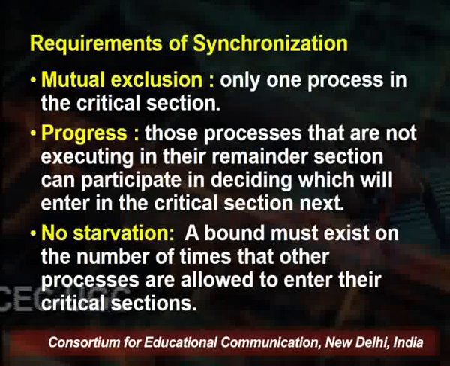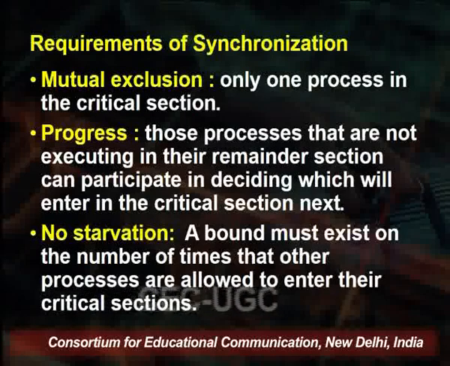and the remainder section. So who is going to enter the critical section next? For example, we have many jobs or many processes trying to get into the critical section, so there has to be a decision on the basis of some factors as to who is going to enter this critical section. All those processes which are not executing in their remainder section, so either they are in their entry section or in the exit section, can participate in deciding which will enter the critical section next. That is known as progress.